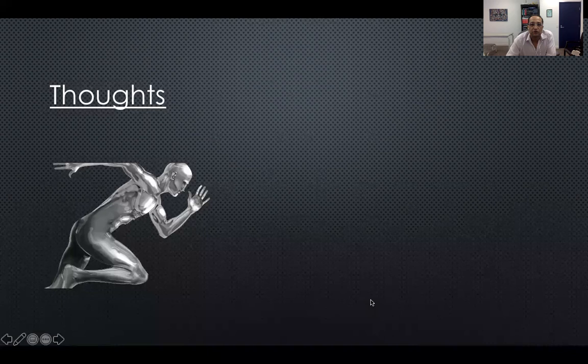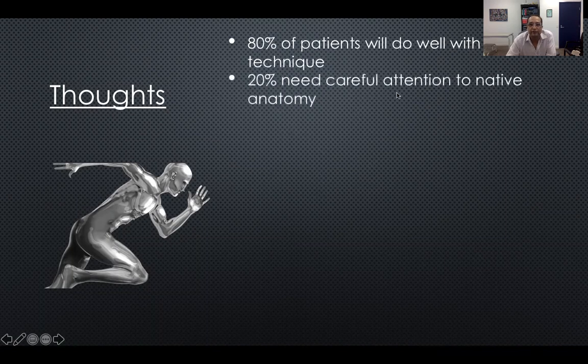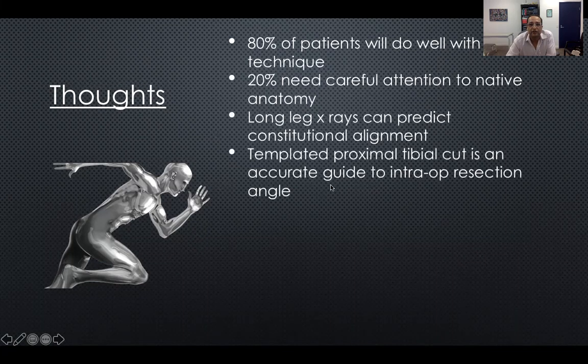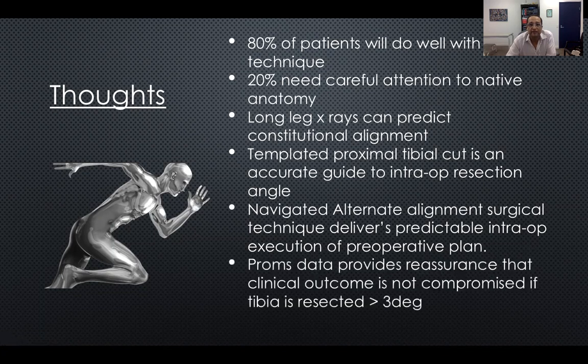So the thoughts on this paper: 80% of patients will do well whichever technique we use, because their alignment is between plus or minus 3 degrees. 20% need careful attention to native anatomy. Long leg X-rays can predict constitutional alignment. Templated proximal tibial cut is an accurate guide to intra-op resection angle. Navigated alternate alignment surgical technique delivers predictable intra-op execution of the preoperative plan. And PROMs data provides reassurance that clinical outcome is not compromised if the tibia is resected outside of 3 degrees.